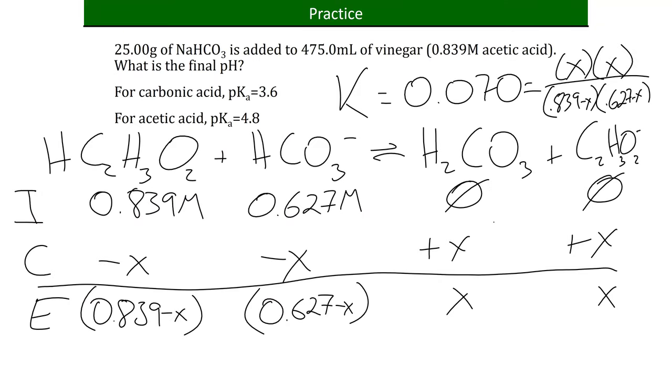What, so you have a buffer? It's a good thing we didn't assume X was close to zero, right? Because X is actually a substantial portion of both of these numbers. Definitely more than 5%, so we wouldn't have been able to make that assumption anyway.